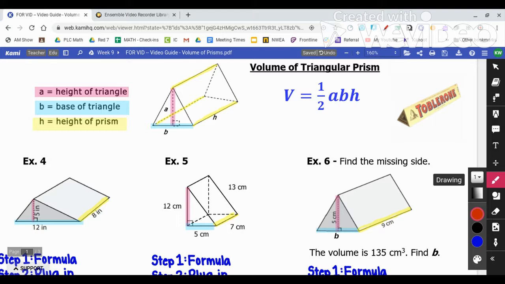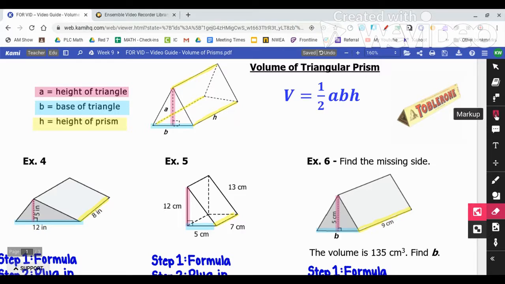All right, our next shape is a triangular prism. And we call it a triangular prism because the base is a triangle. I tried to outline it. I did a pretty bad job, but you guys get the idea. Now, since this is a different shape, we're going to use a different formula.